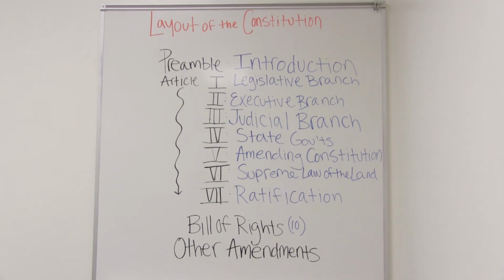After the articles comes the Bill of Rights, which is the first 10 amendments of the United States. After that comes the rest of the amendments. So this is just the basic framework of the Constitution.